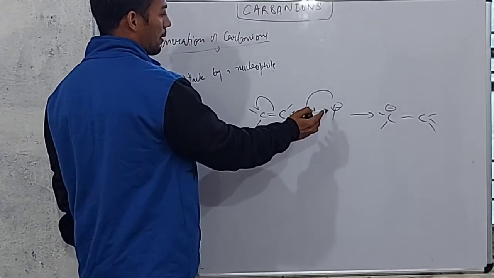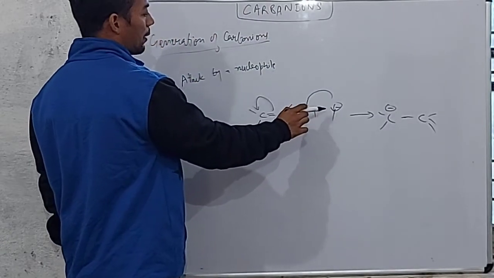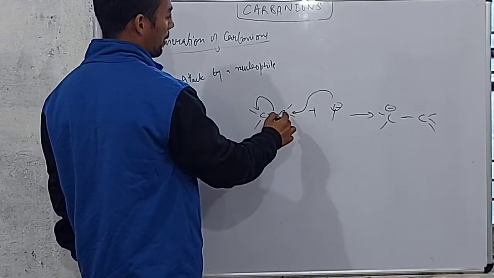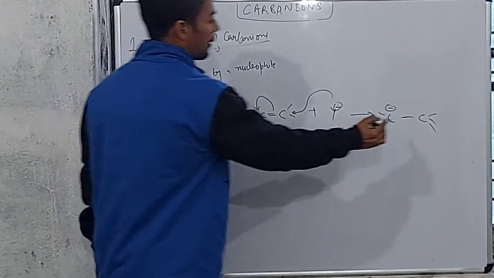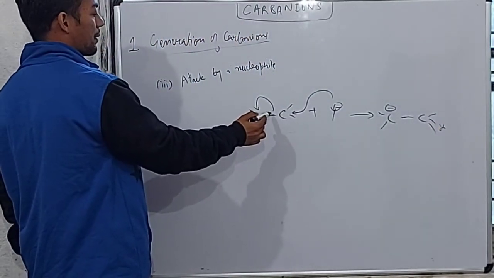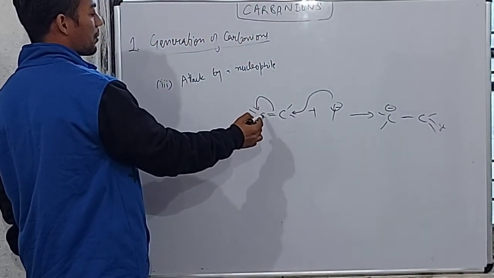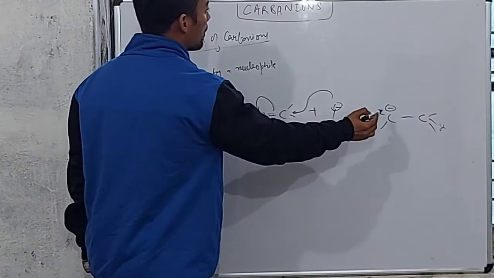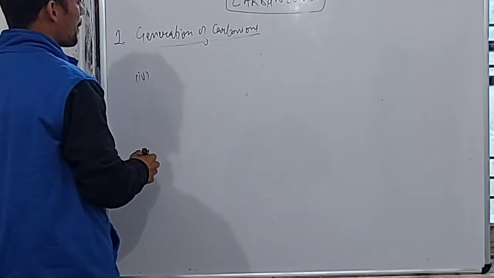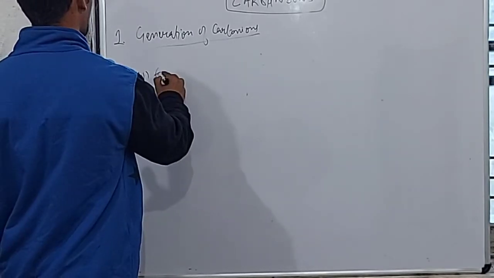As you can see, the two electrons on the nucleophile will attack here to form a bond with this carbon atom, and electrons from this particular bond will go on this carbon atom to form a carbanion.